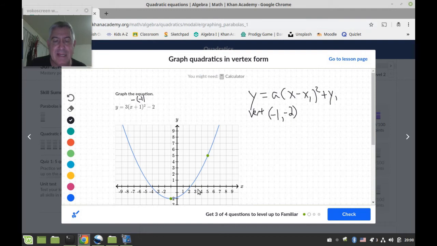And a lot of times we've been dealing with vertexes that are up over here in the positive part, but they don't have to be. They can be anywhere. And are we opening up or down? We're opening up. That means we could find x-intercepts if we want, but I think it's going to be easier to find the y-intercept. So I'm just going to set x equal to 0.